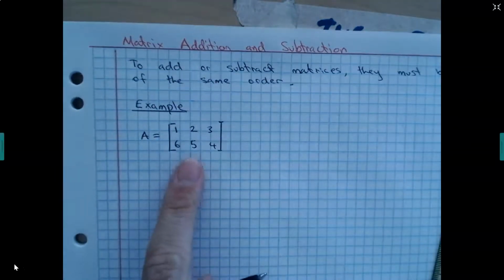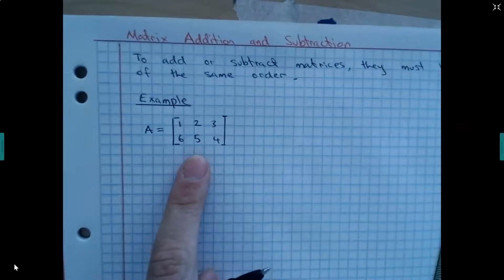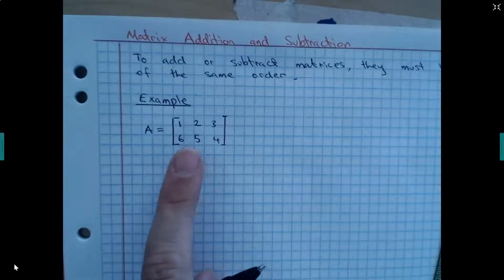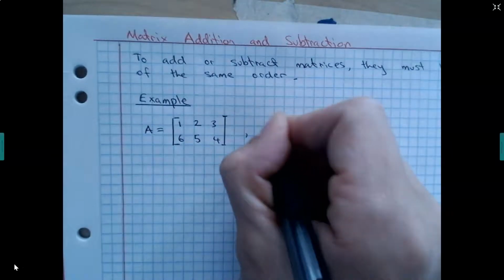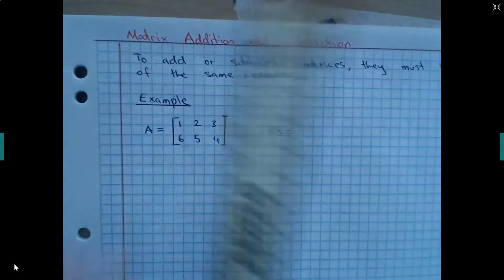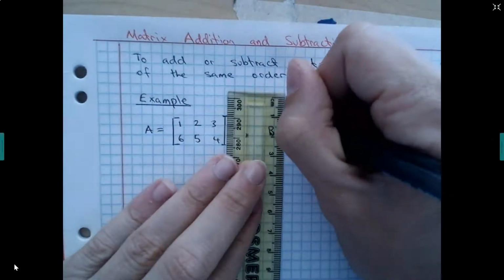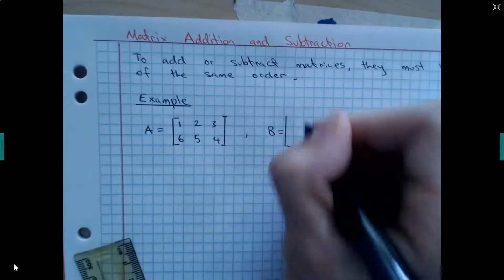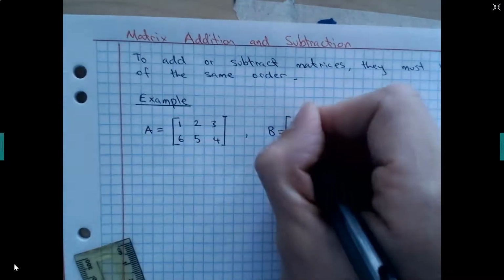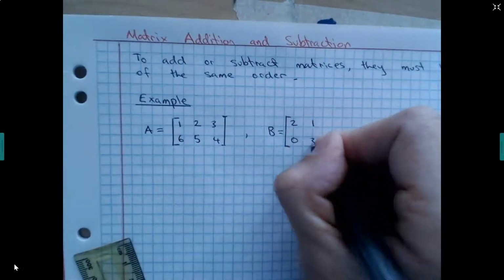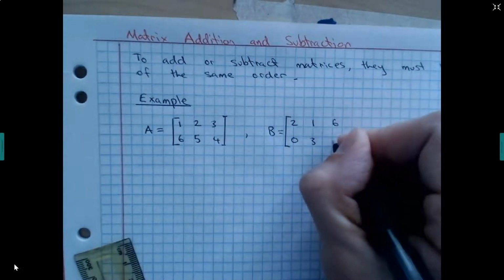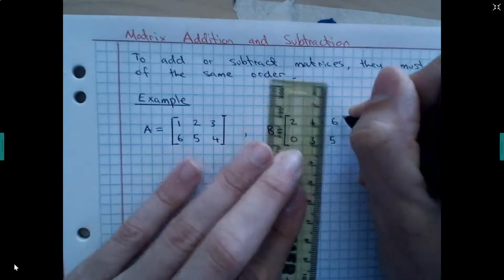So would we all be comfortable in knowing how to say the order of that matrix? Remember, you say the rows first, column second. So that's a 2 by 3 matrix. Then we're going to have matrix B, which is equal to 2, 0, 1, 3, 6, 5.